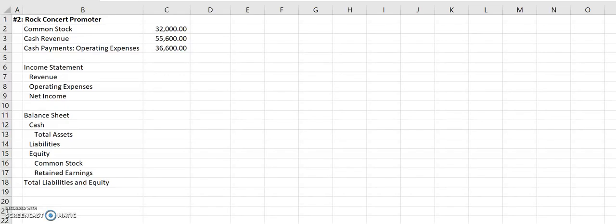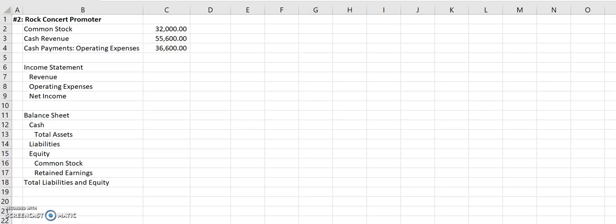Okay, now that we have made our way through that first question, let's take a look at the next set of questions, all related back to a simple start where a company forms with $32,000 in common stock. They receive cash revenue of $55,600, and then we have this $36,600 that they pay for some sort of cash payments.